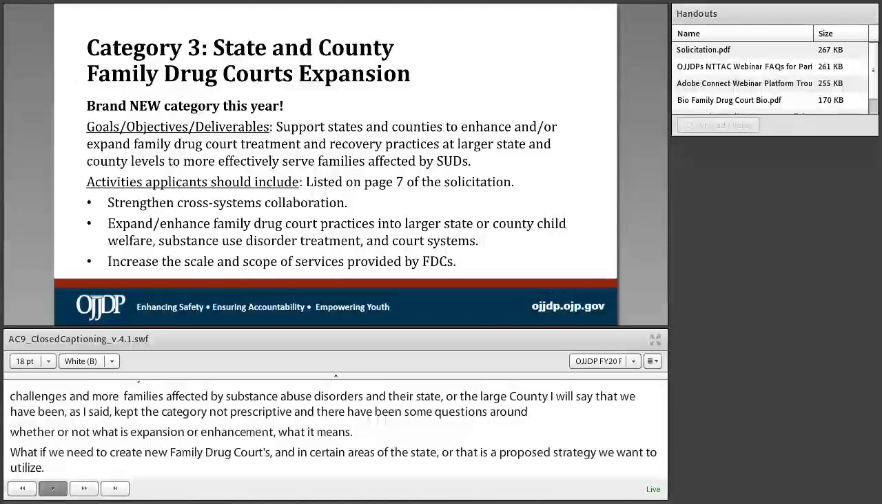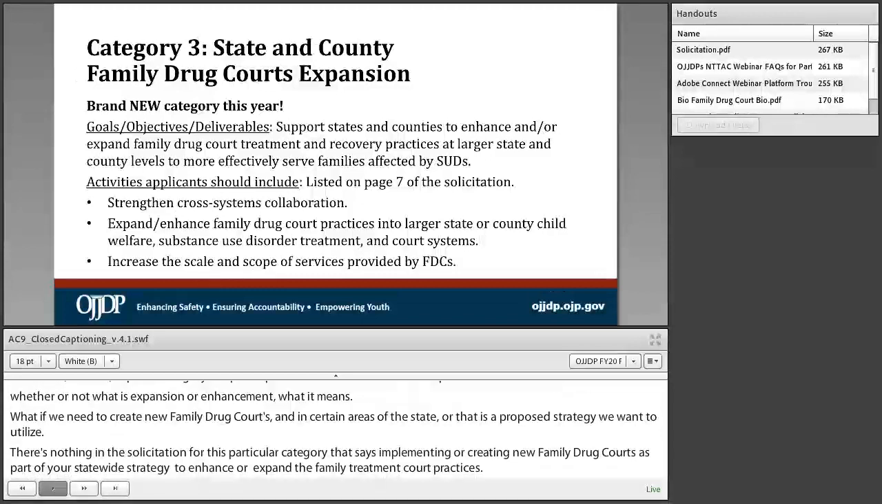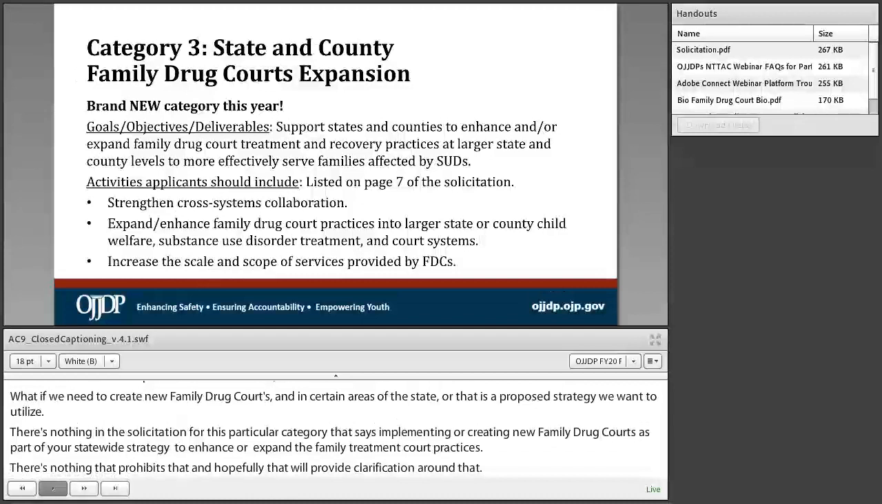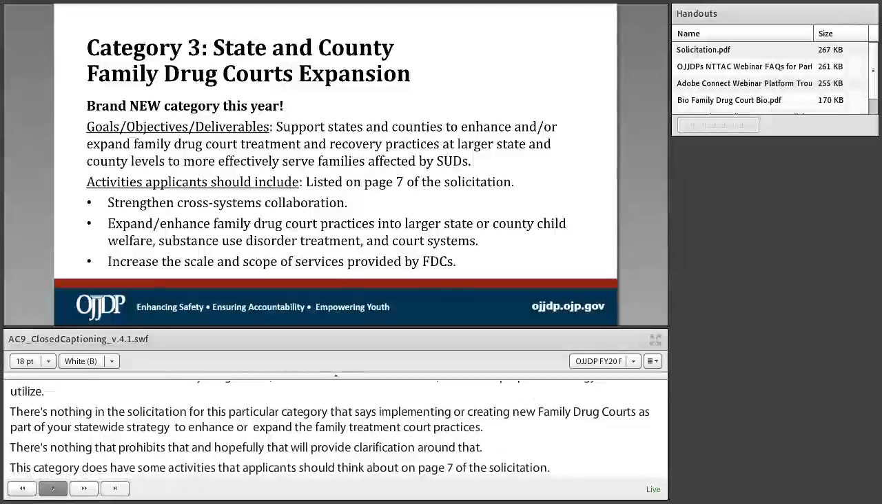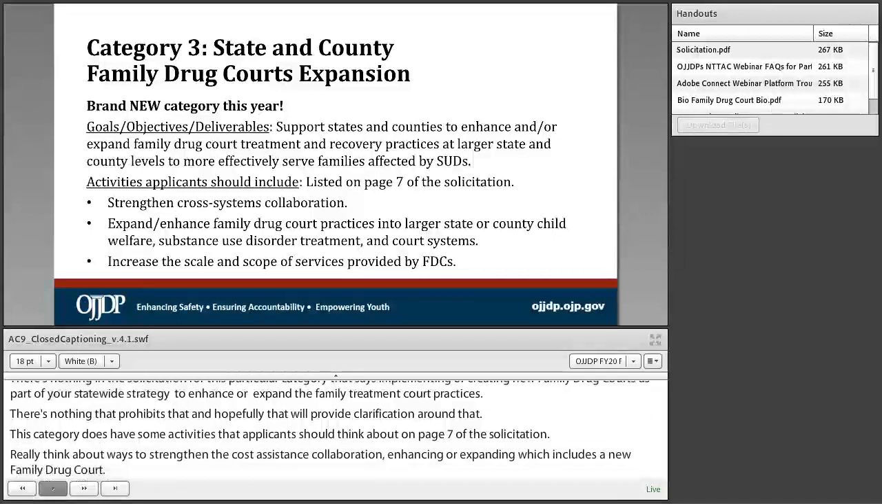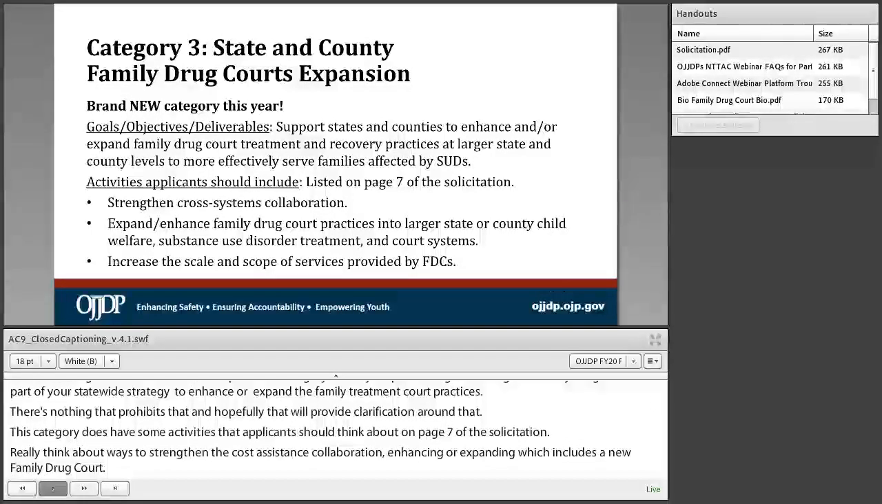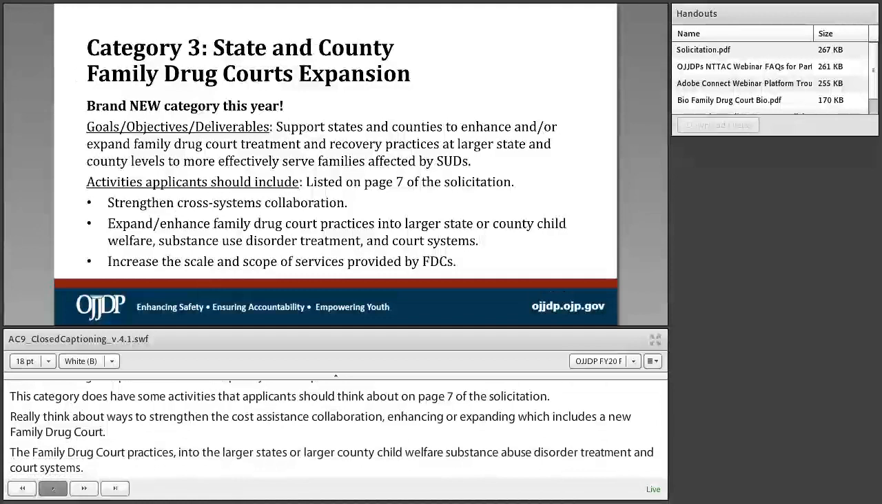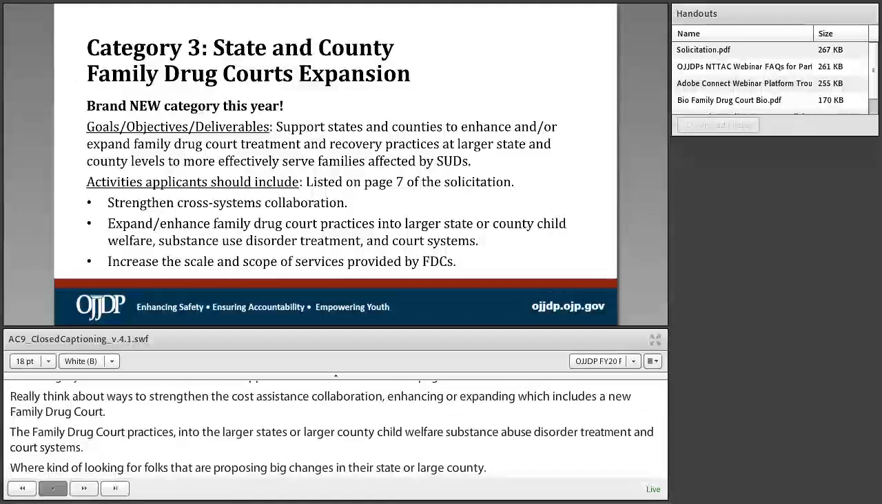Now, this category does have some activities that applicants should think about on page 7 of the solicitation. Really think about ways to strengthen cross-systems collaboration, enhancing or expanding, which can include new family drug courts, family drug court practices into the larger state or larger county child welfare, substance use disorder treatment, and court systems. So we are looking for folks that are proposing big changes in their states or large counties, particularly around increasing the scale and scope of services, which could mean enhancing your existing family drug courts or implementing new family drug courts, or both. It really depends on the needs of your state or your large county.